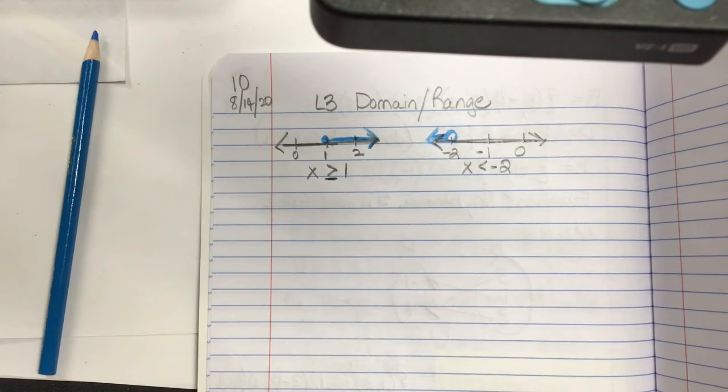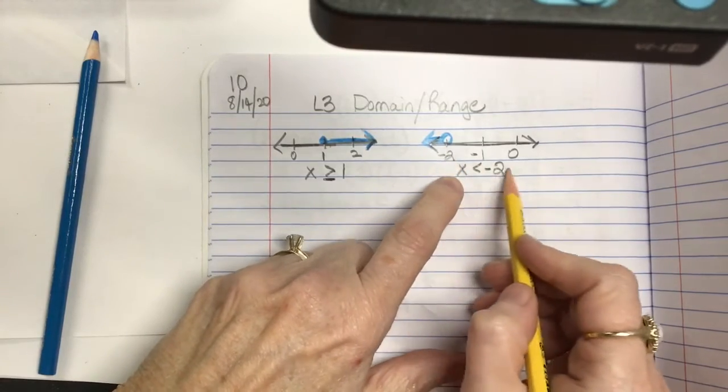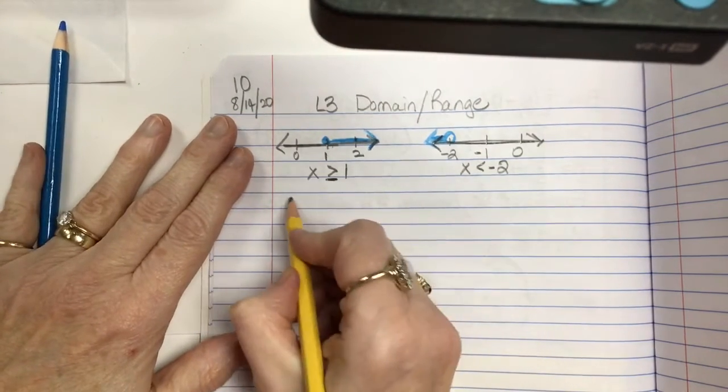Anything that's not shaded does not make this true. So -2 is not less than -2, so I didn't shade it. So we're pretty good. All 4 of you good with that? Everybody good? Okay, let's do a third one.